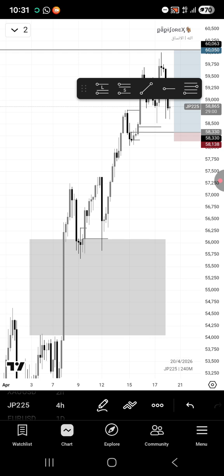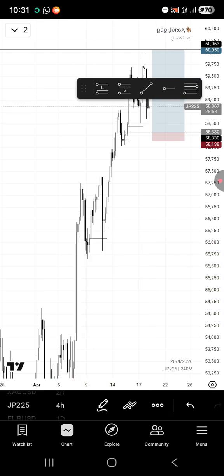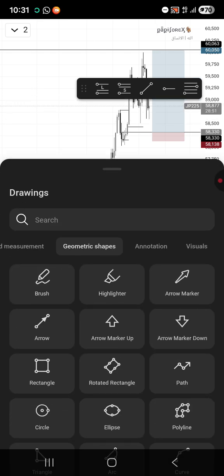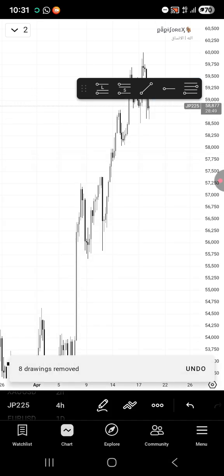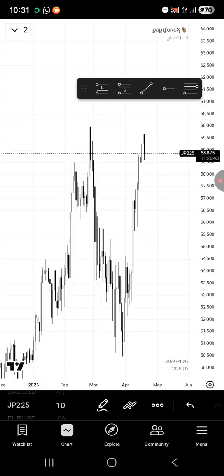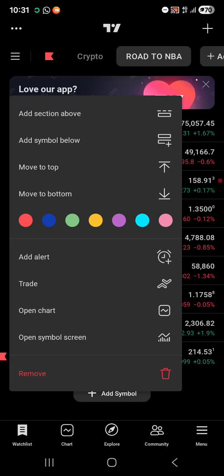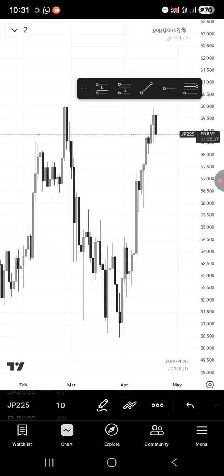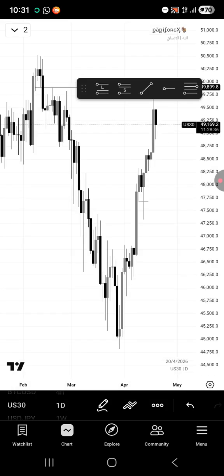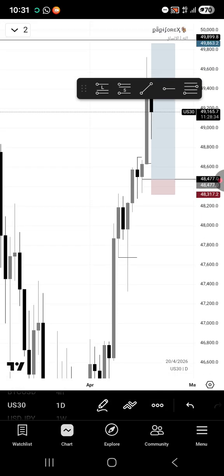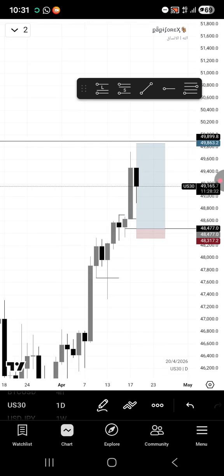You understand? That's just ICT. That's what ICT calls it. Immediate rebalance of a fair value gap. Then secondly, sometimes price might not even show a fair value gap at all, but it can just give a respecting candle. You understand? I think that's in US 30 last week. Yes, I called this signal in my group.